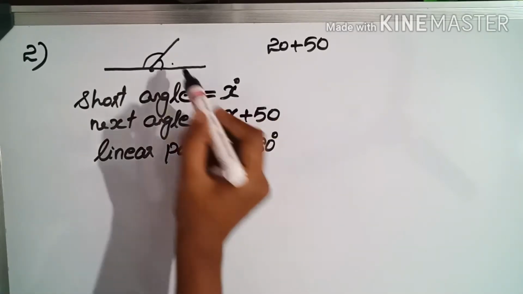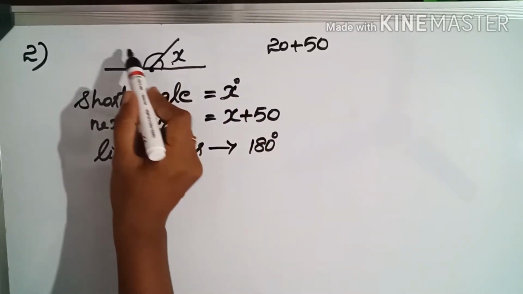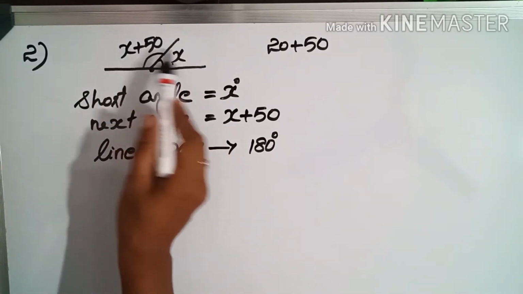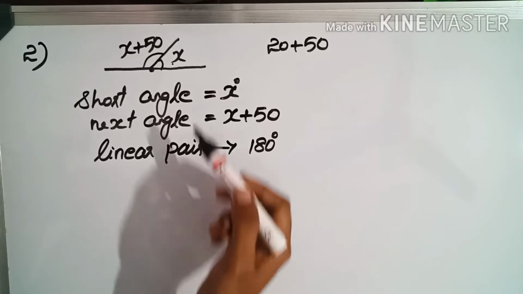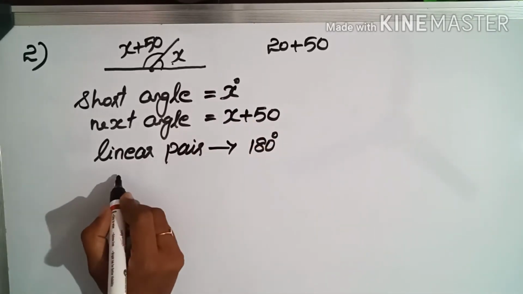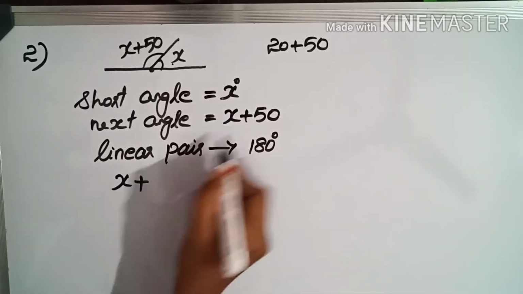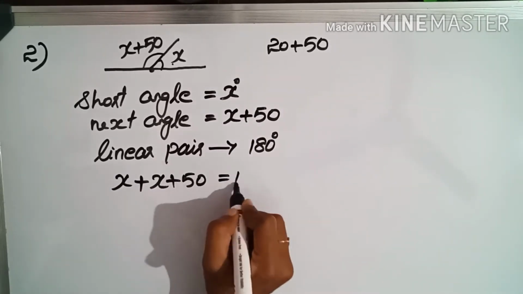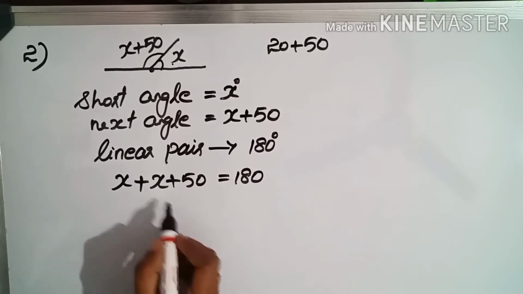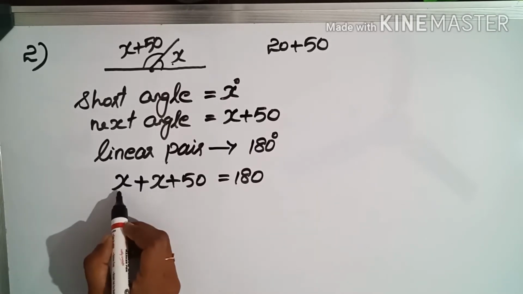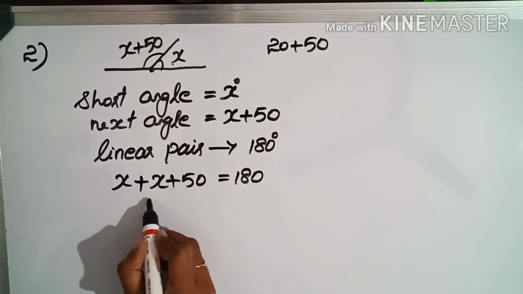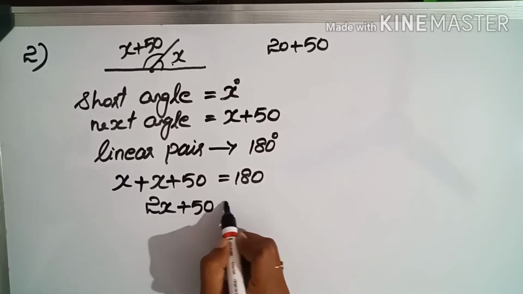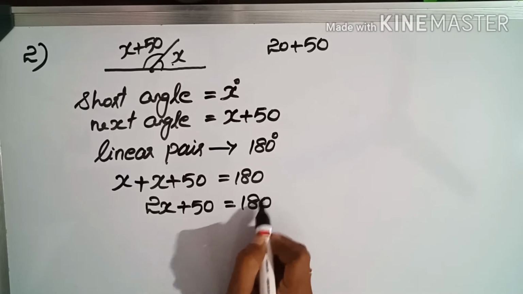So we got the first angle as x degrees and the second angle as x plus 50. When we add these two, we must get 180 degrees. So we can apply that: x plus x plus 50 equals 180. Now simplify this equation. 1x here, 1x here, so total is 2x. 2x plus 50 equals 180.